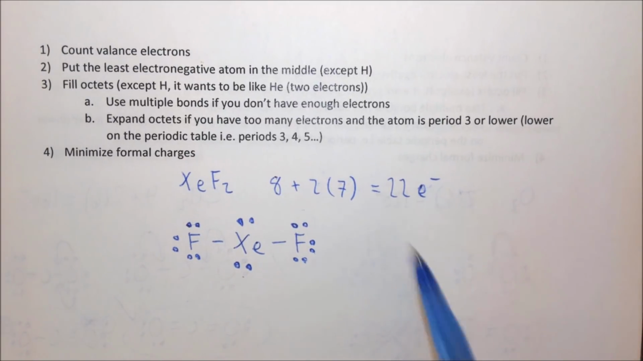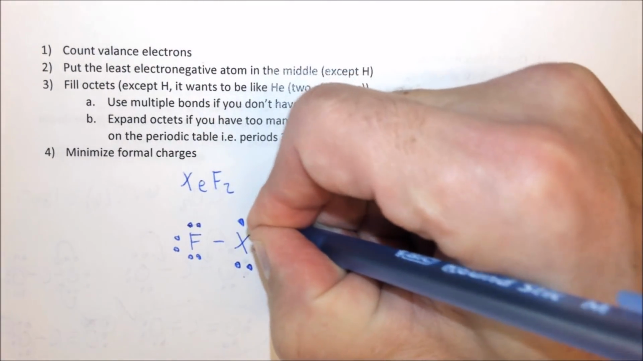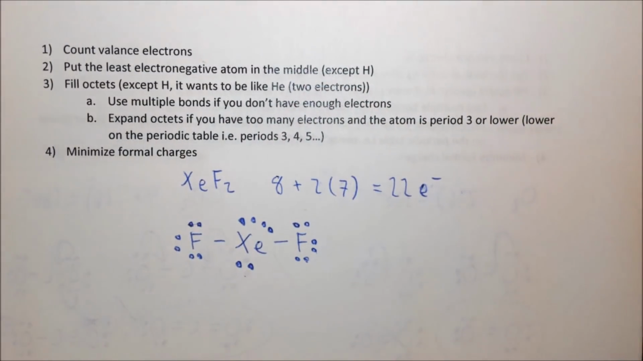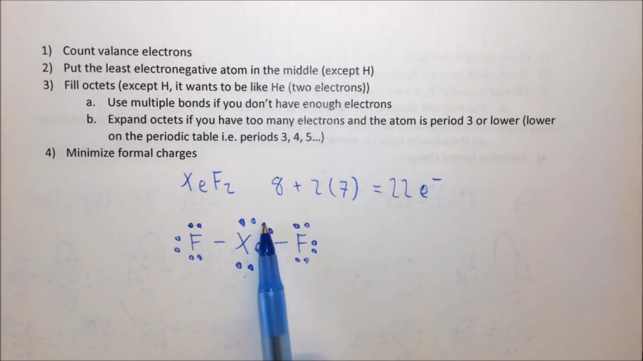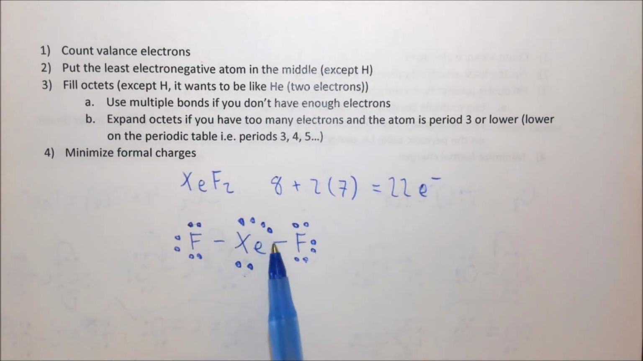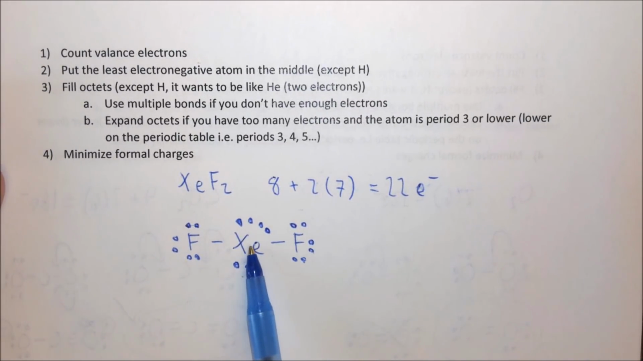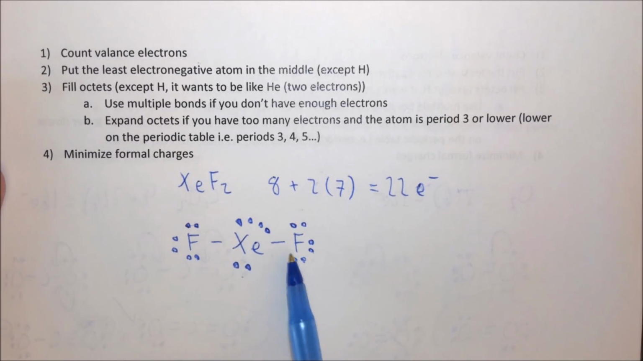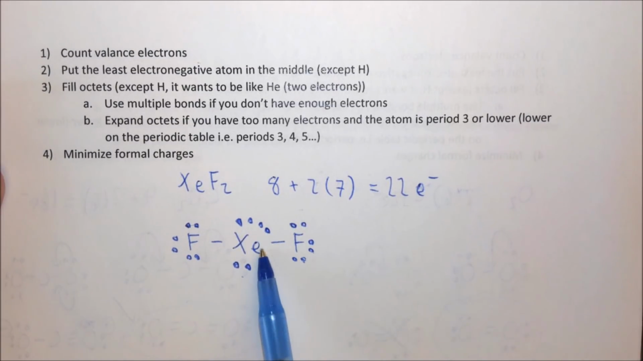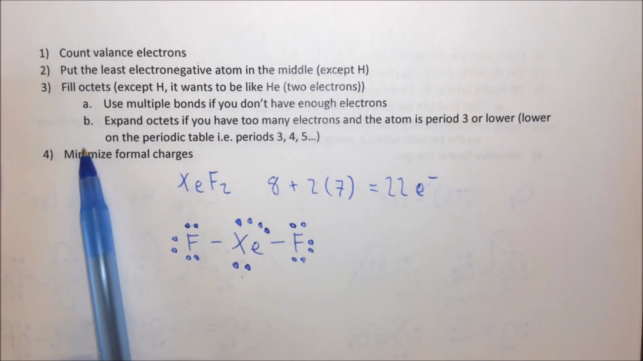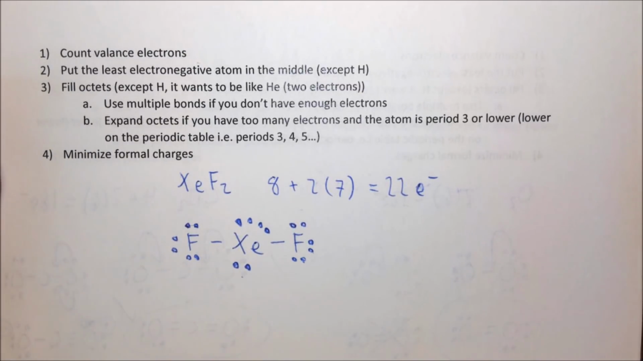So we need to put those 2 additional electrons, another lone pair, on xenon. So xenon has 2, 4, 6, 8, 10 electrons around it. Again, the reason we chose xenon is it's a big enough atom to expand its octet. So therefore, we chose to expand xenon's octet. Rule 4 still applies, minimize formal charges.